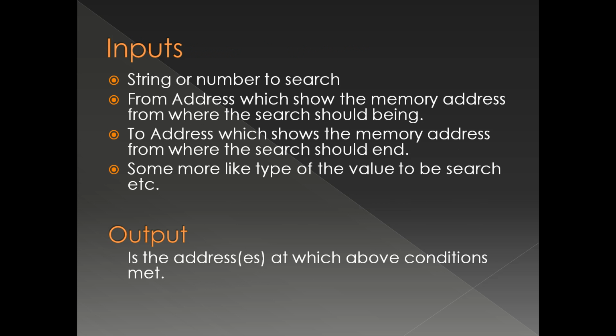Here are the inputs to the command. Normally there are four inputs. What is to be searched, a string or a number, etc. Then we have to give the from address and the to address, from where to where the search is to be done. And the fourth parameter is the type of the first parameter we have given. If it is a number, it is -d. If it is a string, it is -a or -u, depending on whether it is an ASCII or Unicode string. Output is the addresses in the memory where these particular conditions are met.